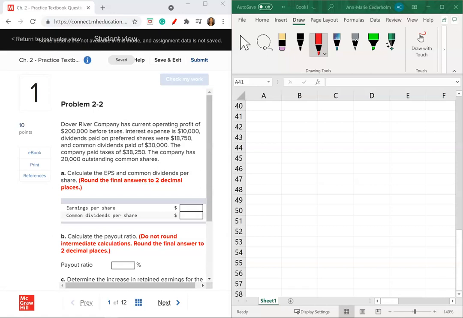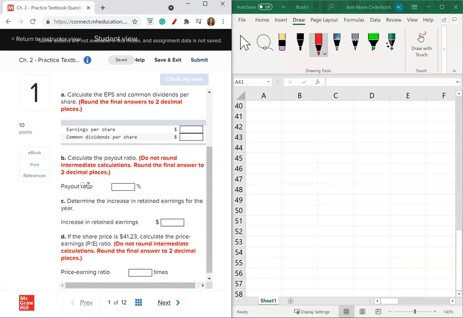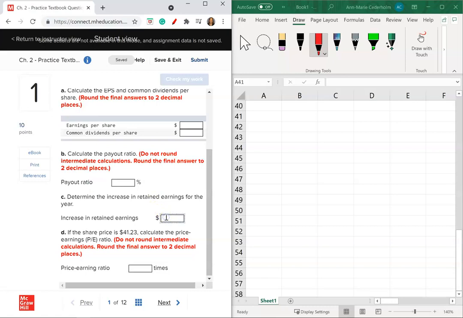In problem 2-2, we're going to record some market ratios and calculate them. The first thing I'm going to do is read the required to see which ones I need to do. In part A, they want me to do the earnings per share and the common dividends per share. Once I have those two amounts, I can calculate the payout ratio and then figure out how my retained earnings increased, and then calculate my price earnings ratio.